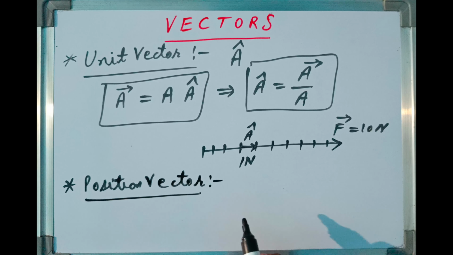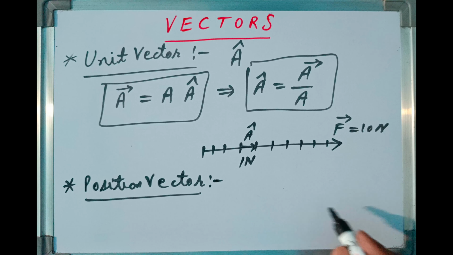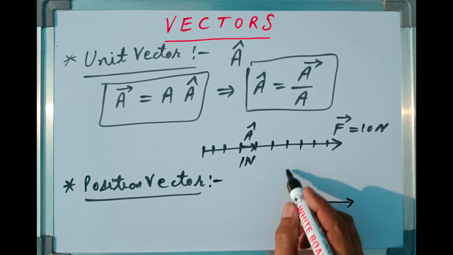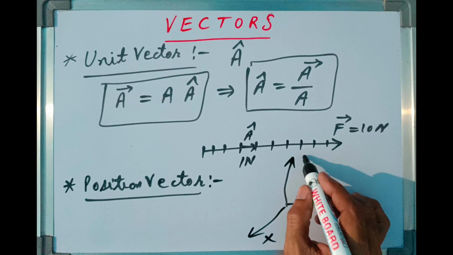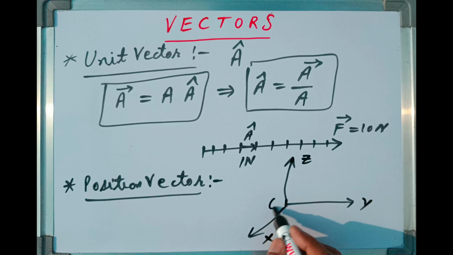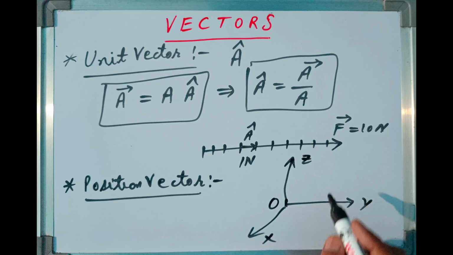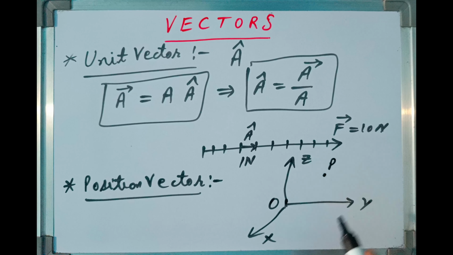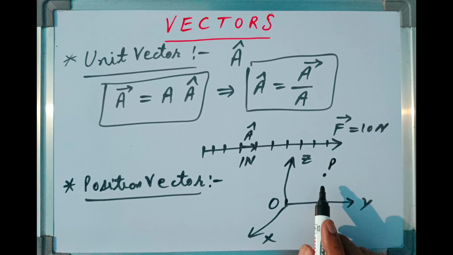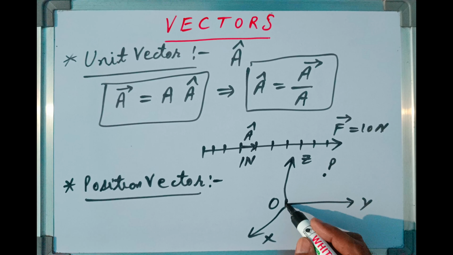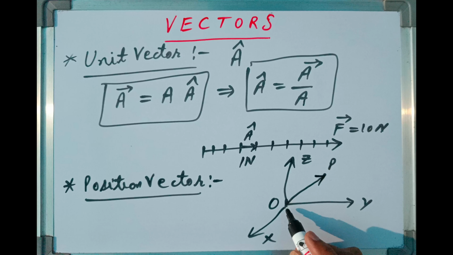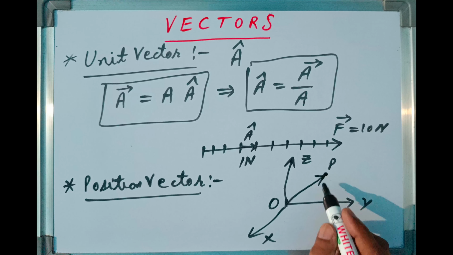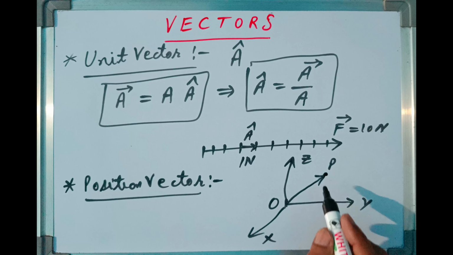Position vector means it is a vector that represents the position of a body, the location of a body. Suppose we have a coordinate system consisting of x-axis, y-axis, z-axis, which are mutually perpendicular, meeting at origin. Suppose there is a point P in the space, we want to find its position vector. What will we do? We join origin to the point of observation. This vector starting from origin and terminating at the point is nothing but position vector of point P.